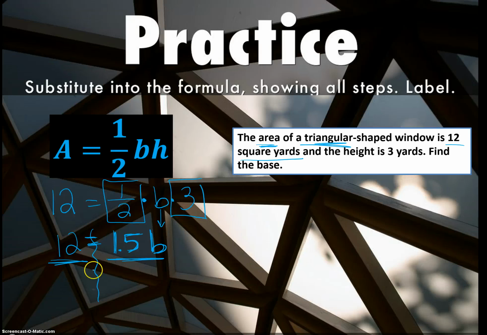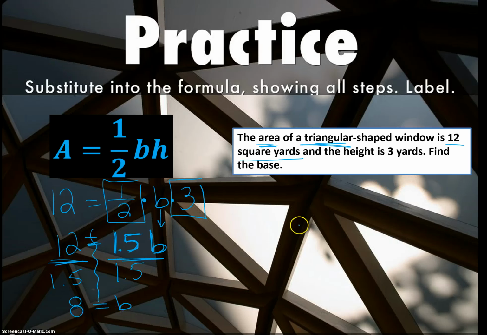It's multiplying. So you ask yourself, well, self, what is the opposite of multiplying? And you say, it's dividing. So you divide both sides by 1.5, and you get 8 is equal to B.